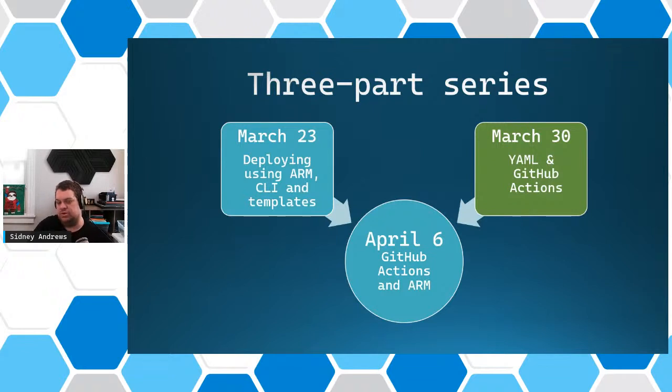And then, using the knowledge from this week and last week, we're going to Voltron it all together on April 6th. And I'm going to show you how to use GitHub Actions and Azure Resource Manager together to automatically deploy your Bicep templates to Azure.